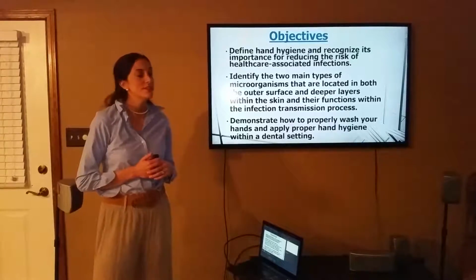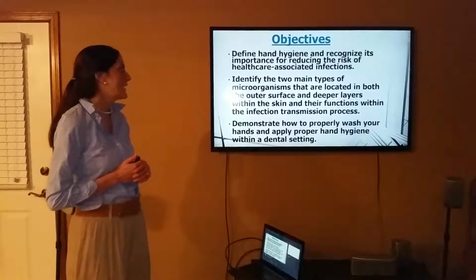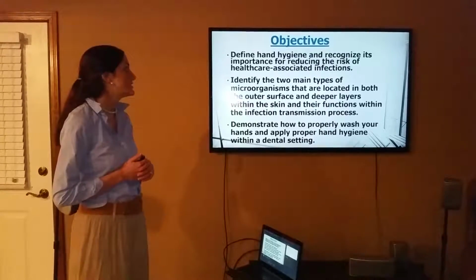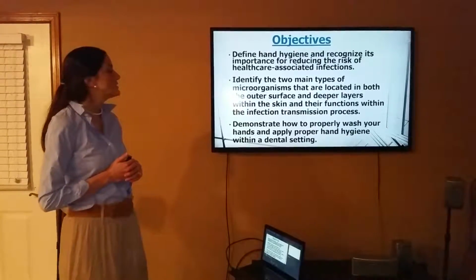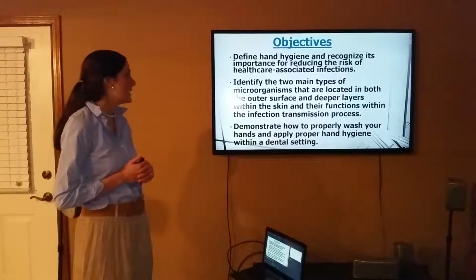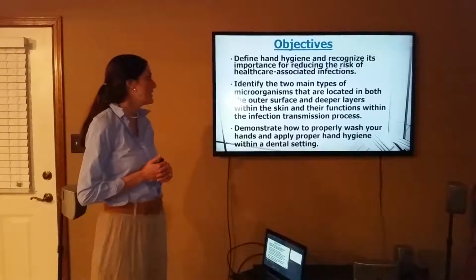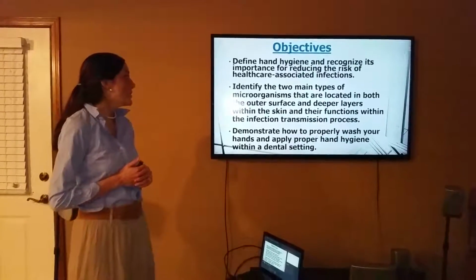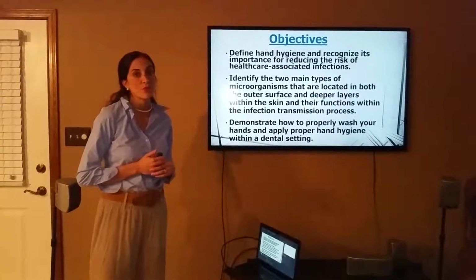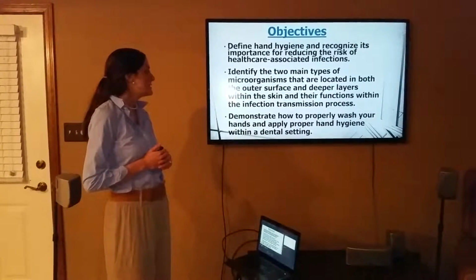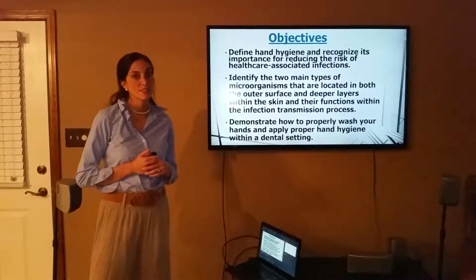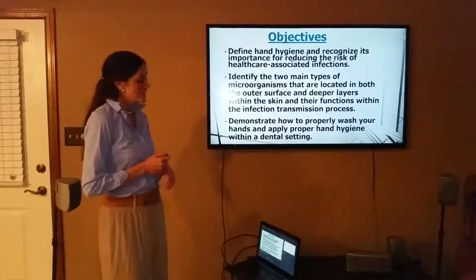Some learning objectives. Today we're going to define hand hygiene and recognize its importance for reducing the risk of healthcare associated infections. We're going to identify the two main types of microorganisms that are located in both the outer surface and the deeper layers within the skin and their functions within the infection transmission process. And lastly, we're going to demonstrate how to properly wash our hands and apply proper hand hygiene within a dental setting.